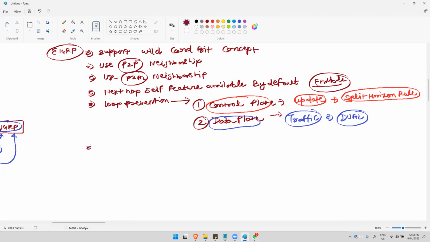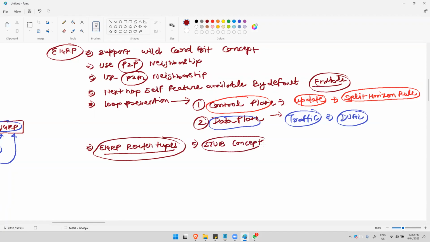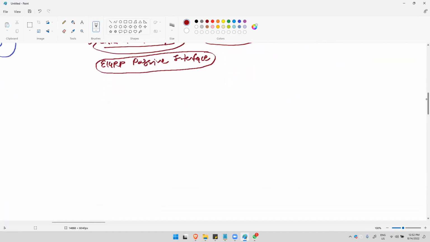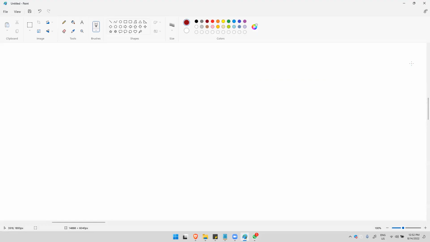Now one more thing: EIGRP router types. We discussed the stub concept. One more theory in EIGRP which we also discussed is the passive interface. Okay. Now if you have done this theory, that means very good.